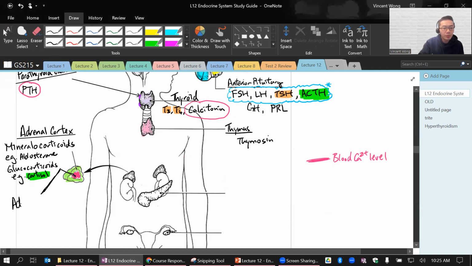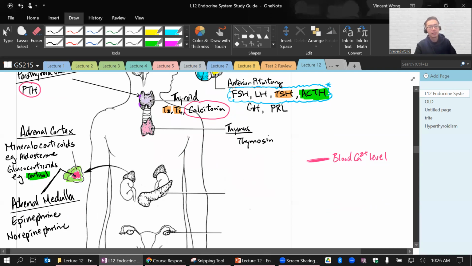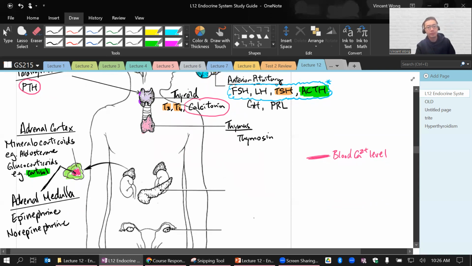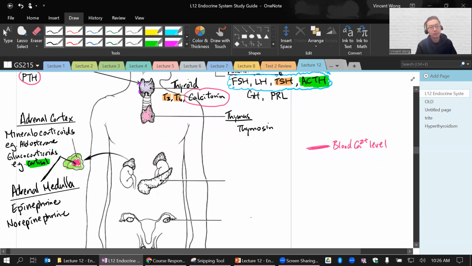And then we have the adrenal medulla. This is for the immediate fight or flight response. Epinephrine, which is the same as adrenaline. I'm not going to write it again though. And then the other one is norepinephrine. It spells exactly the same, but with NOR at the front. So that's that.